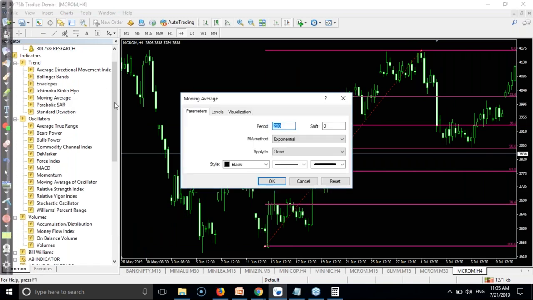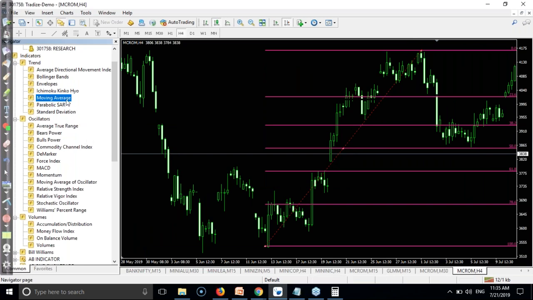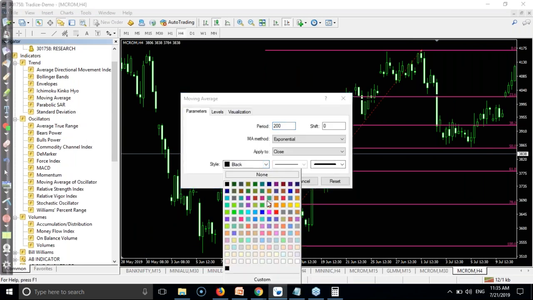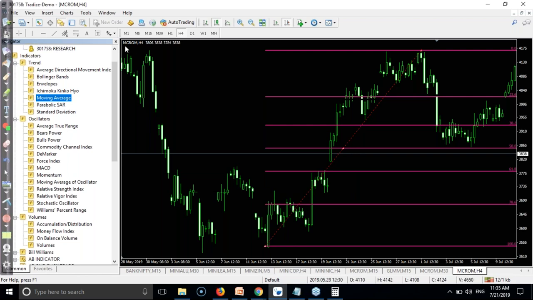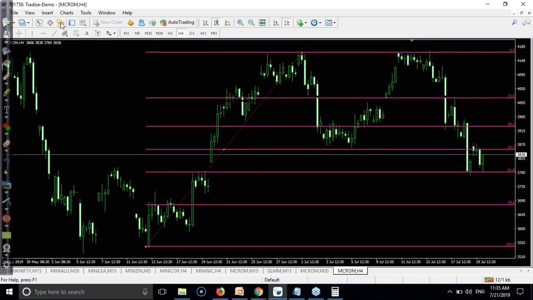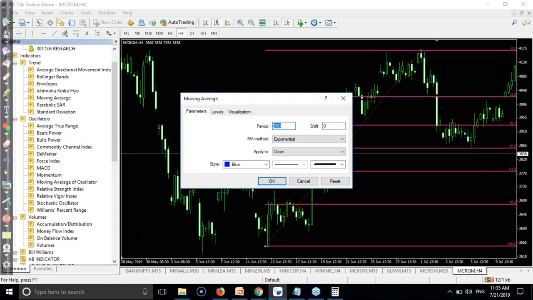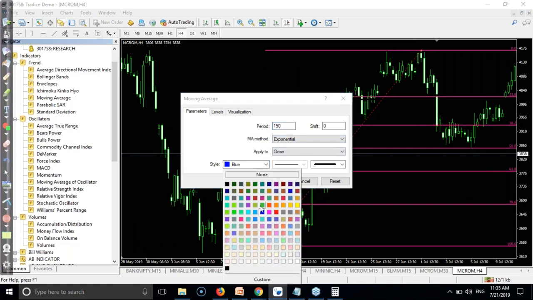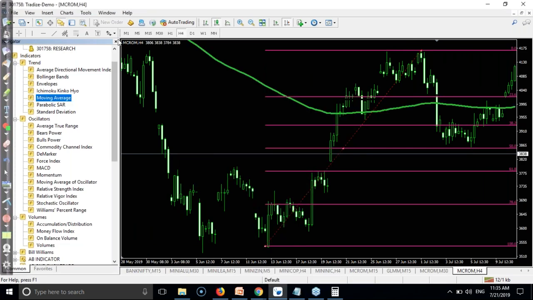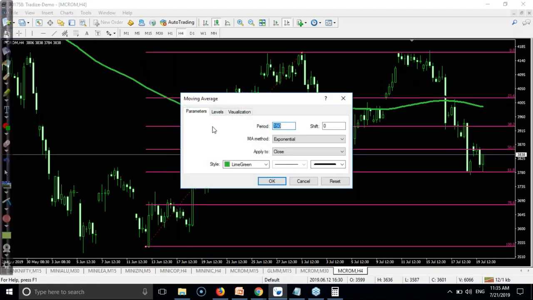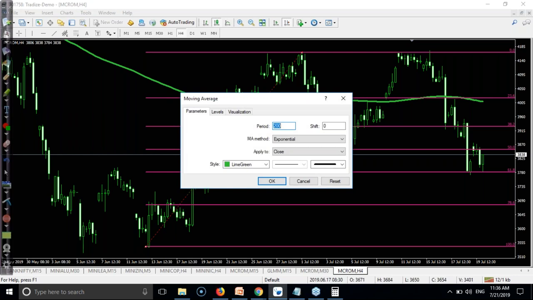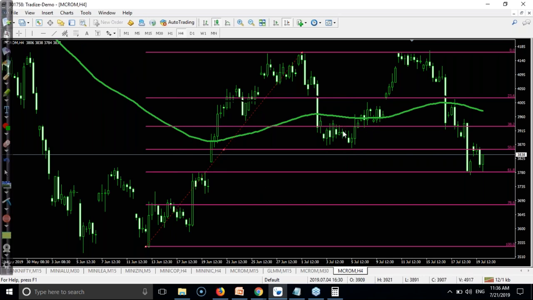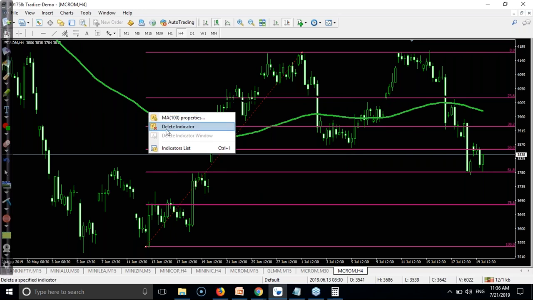If you place a moving average here, then you will be able to understand the moving average as a supporting level. I need to change the color. We need the 150 exponential one. Let me check. 200, right? 150. Sorry, 100. That is why we are using some moving averages, right? So I'll tell you how to use the moving average.